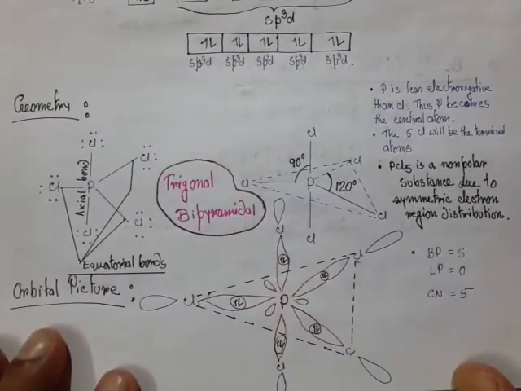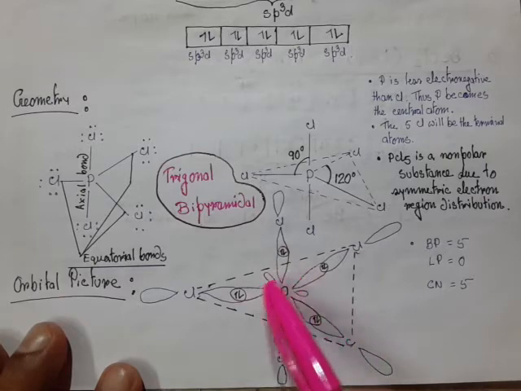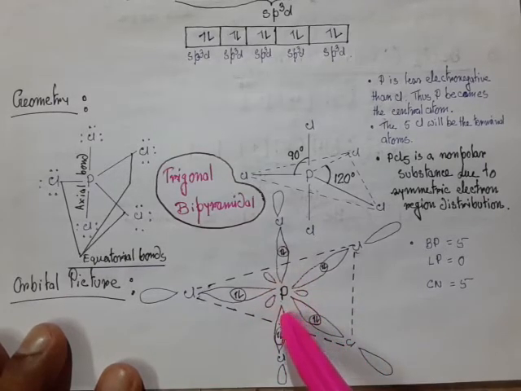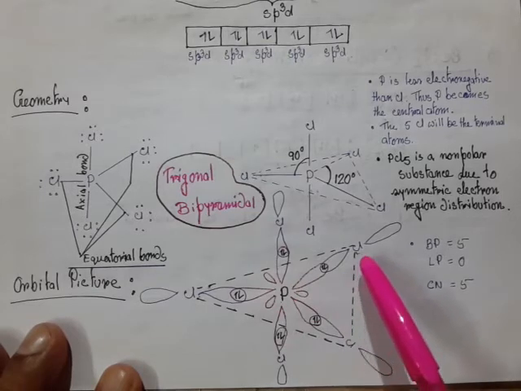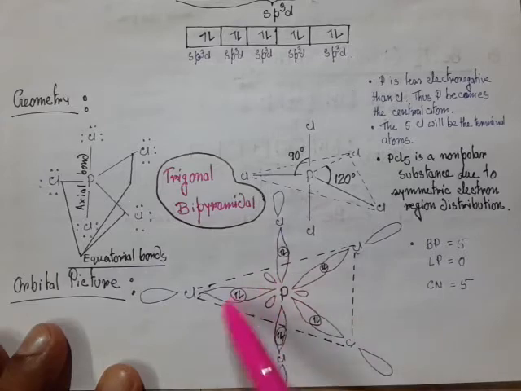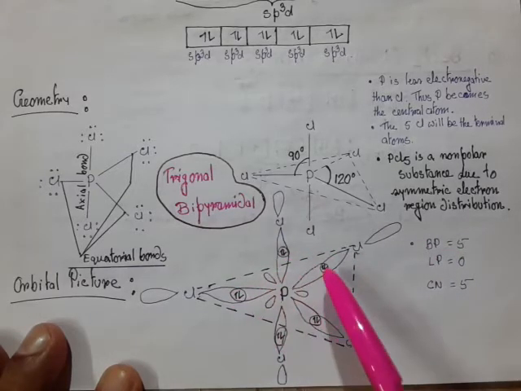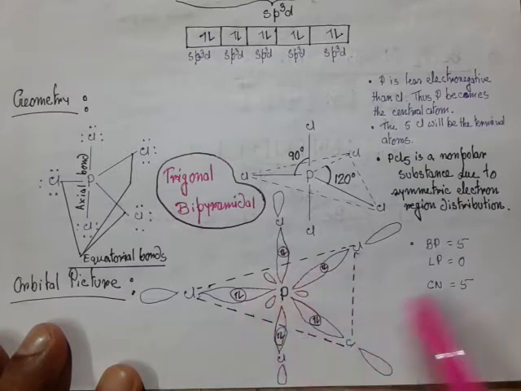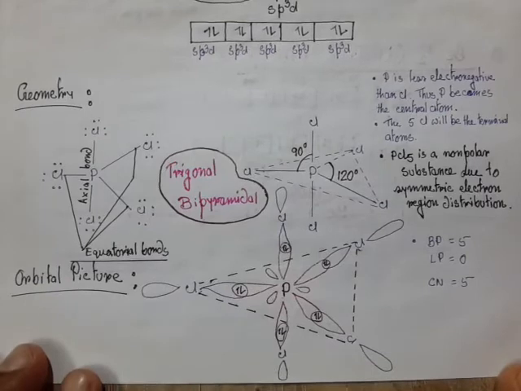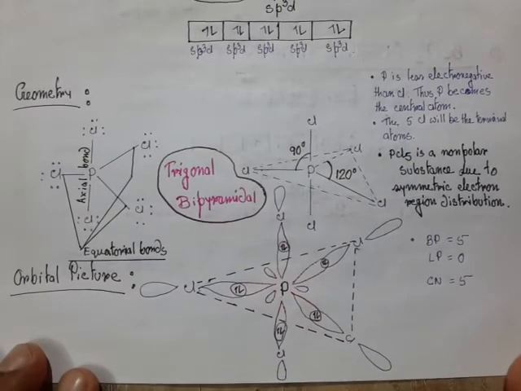Okay. Now what about the orbital picture? This is the orbital picture of PCl5. Here the 5 hybrid orbitals, that is the 5 sp3d hybrid orbitals of phosphorus, overlap with the p orbitals of chlorine to produce 5 sigma bonds. These are the 5 sigma bonds. Obviously 5 bond pairs of electrons, 1 2 3 4 5, and obviously there is no lone pair, it means 0 lone pairs, and the coordination number is 5. This is a very beautiful orbital picture of PCl5, very crucial, excellent and interesting.